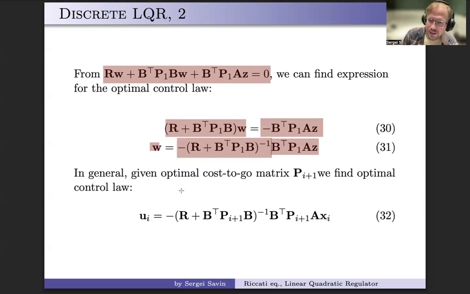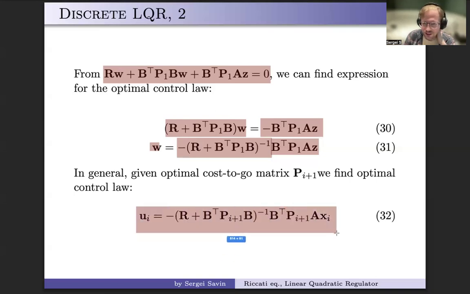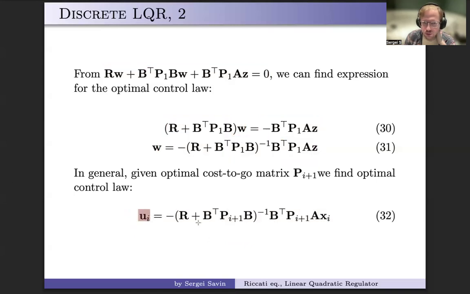Right? And this was done for the first iteration. So we went from the cost to go at point 0 to the cost to go at point 1. What we have here is the expression for the general case. So your U sub I depends in this form on the X sub I. And it is exactly the same as here. It's just that here it was U sub 0, depending on X sub 0. Now it is U sub I, depending on X sub I. So we have P sub I plus 1 instead of P1. That's it.